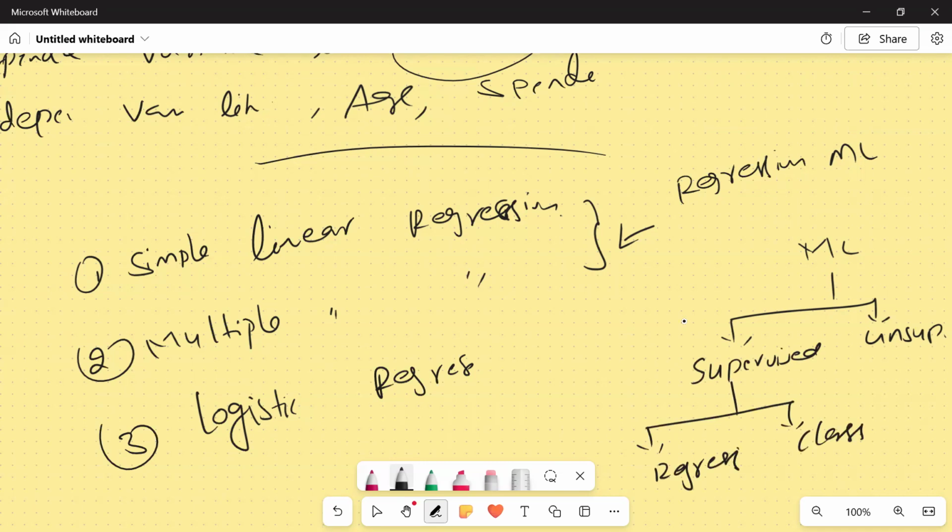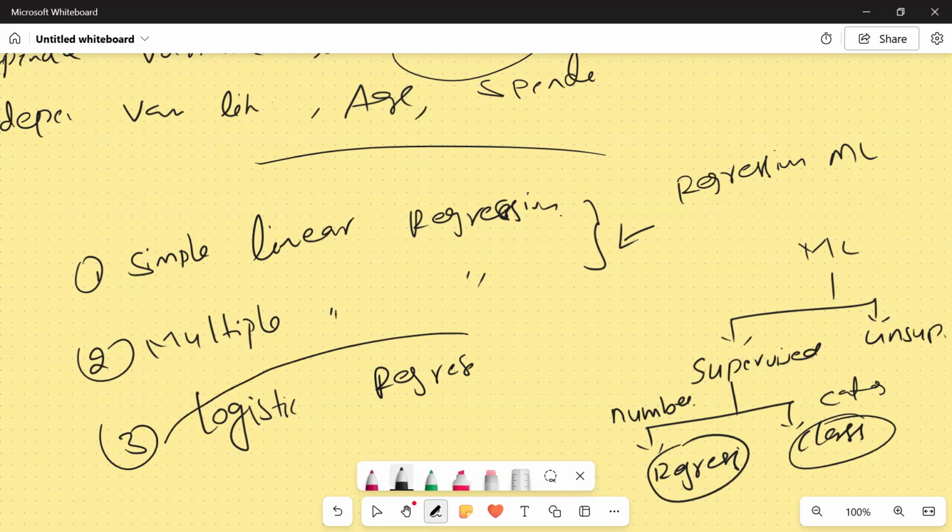Okay, if your dependent variable is a number, then in that situation we can go ahead with regression. If your dependent variable is a category, or categorical, then in that kind of scenario we can go ahead with classification. Okay, so with the help of logistic regression, we can solve the classification kind of problem.